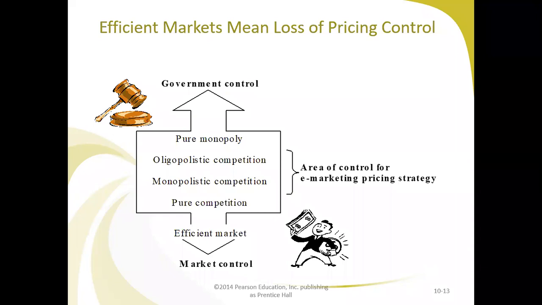Now, efficient markets mean loss of pricing control. How does this happen? There is government control and there is market control. In between them is the area of control for an e-marketing pricing strategy. Here we know pure monopoly, oligopoly, monopolistic competition, and pure competition, which we have already studied. An efficient market is what we call perfect competition in economics. We have studied how there is free entry and free exit, and how pricing strategies are done and prices are fixed in our managerial economics.